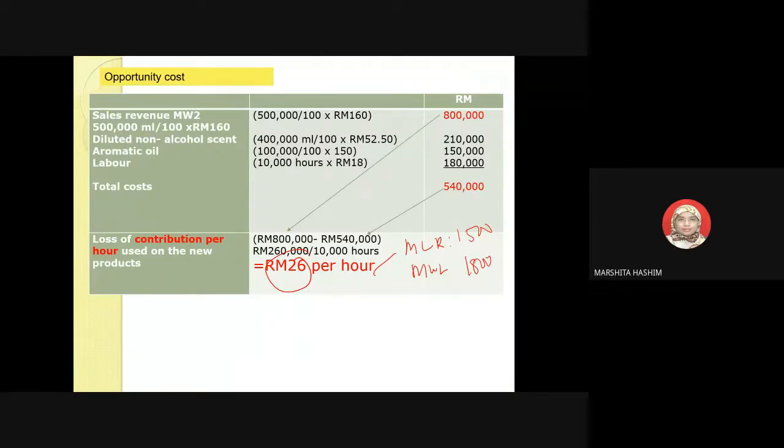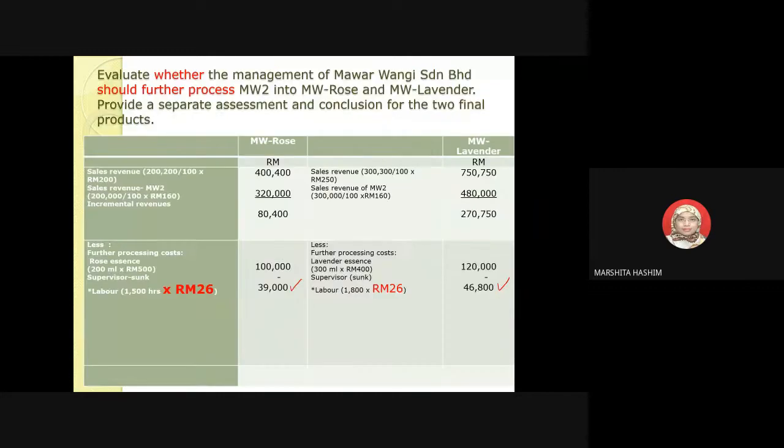This one, you transfer into your table. This one is actually for MW2. Because if you further process, you cannot sell your MW2. So you let go of 260,000 contribution margin from MW2. Okay, then we proceed. Market research is a sunk cost, so no value. Fixed cost is also irrelevant.